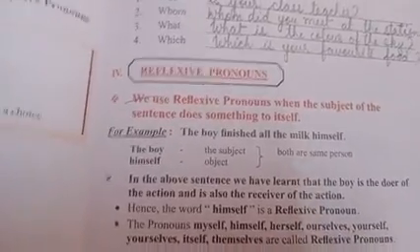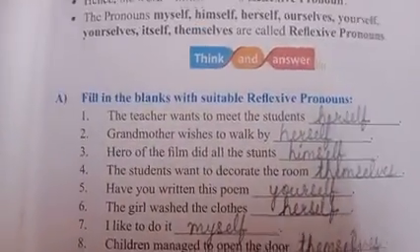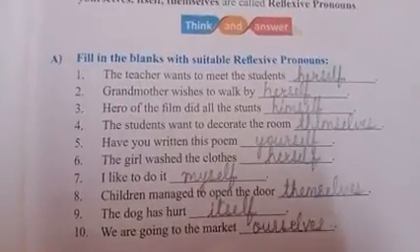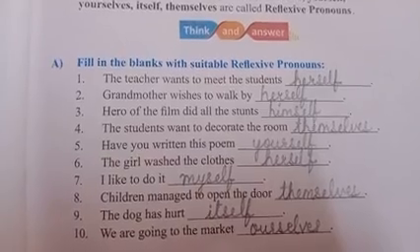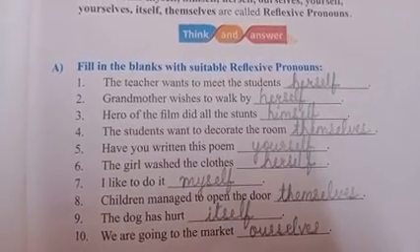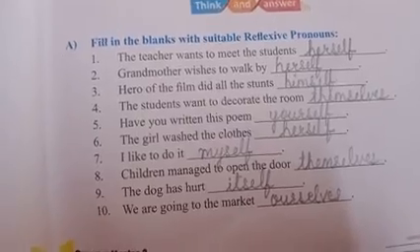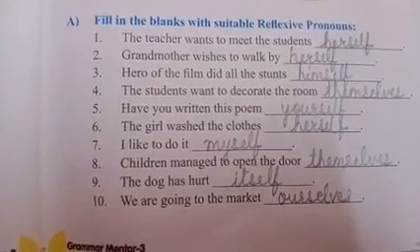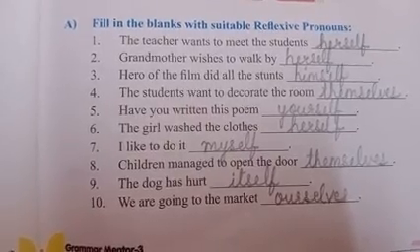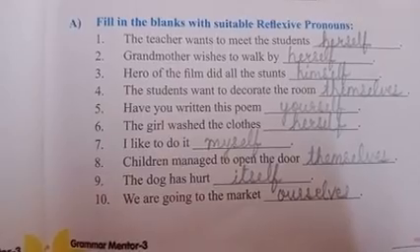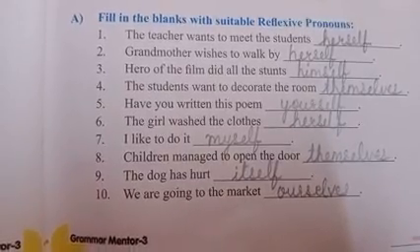Now, let us do some exercises on reflexive pronouns. Fill in the blanks with suitable reflexive pronouns. The teacher wants to meet the students herself. Now, herself is used for the teacher only. Grandmother wishes to walk by herself. Hero of the film did all the stunts himself. The students want to decorate the room themselves.